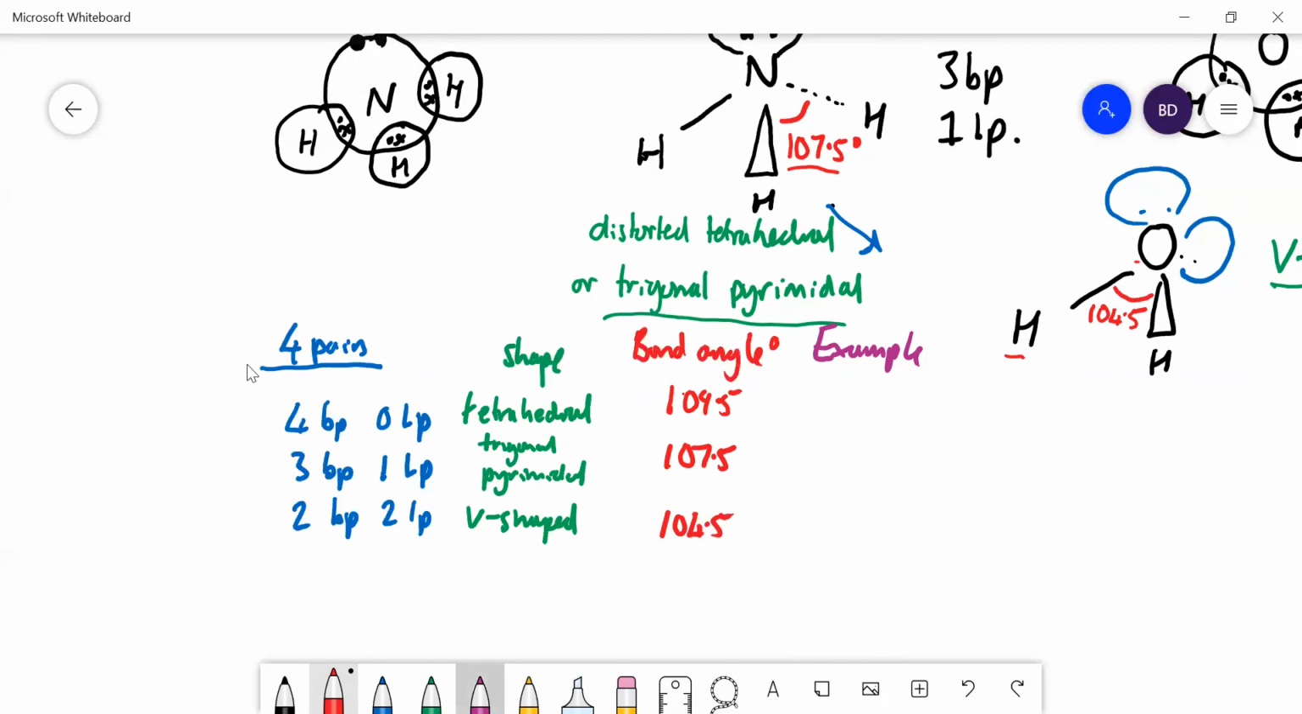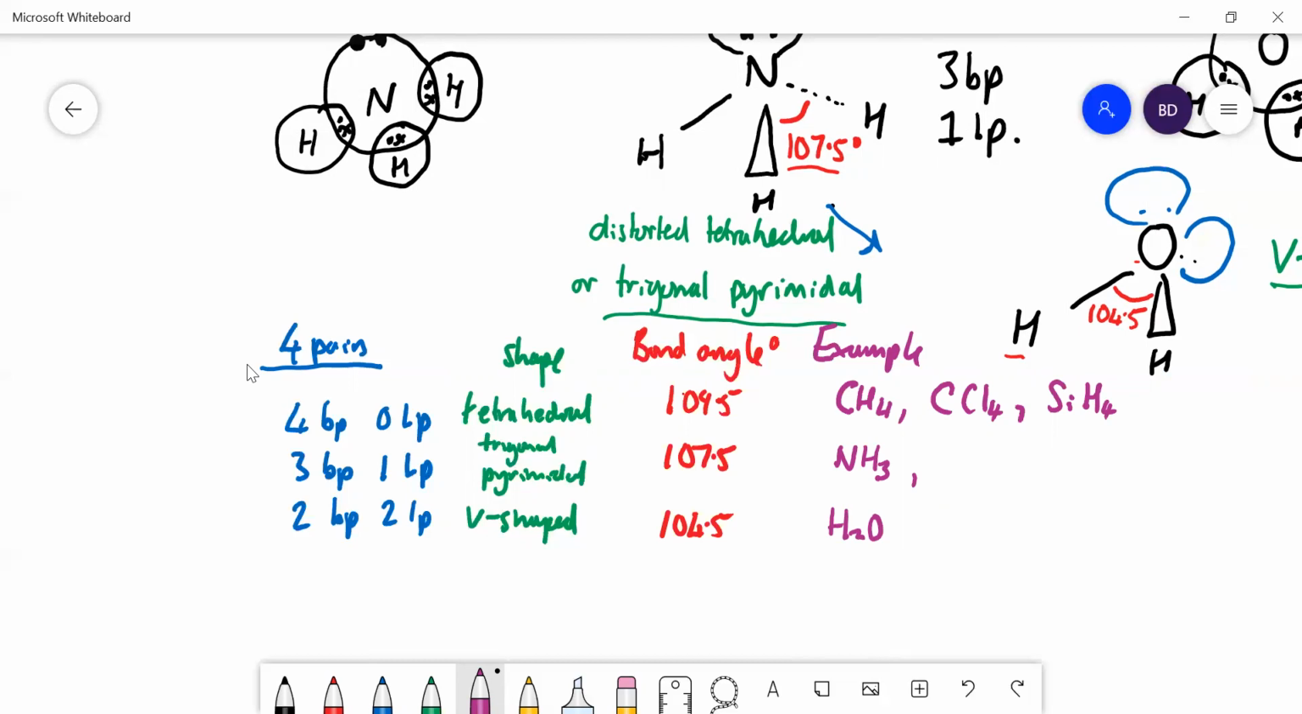A good example of this one would be methane. Or you could have CCl4, carbon tetrachloride. Getting pretty exotic, you could have silane. But let's think about this one now, with 3 bond pairs and 1 lone pair. The example is we could have NH3. An example here is H2O.